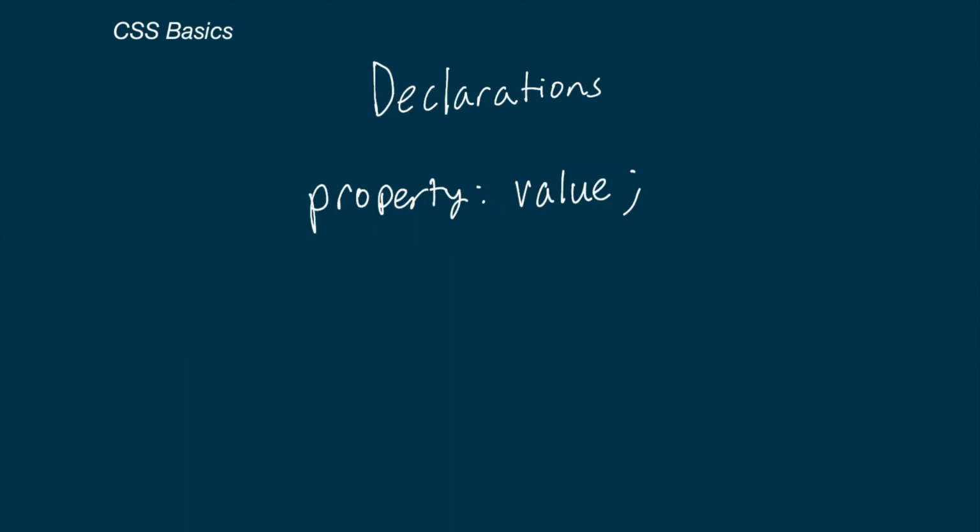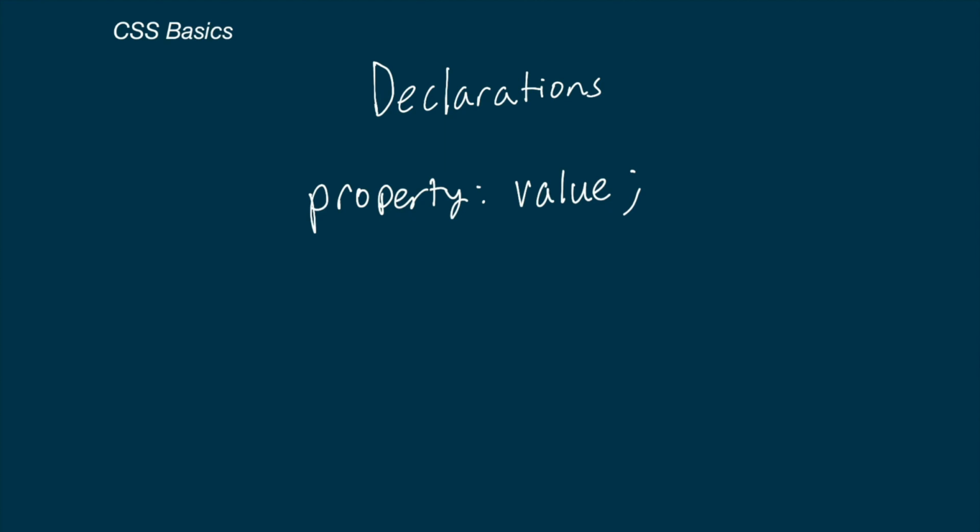CSS is simply a collection of declarations, which are just property value pairs describing the styles of our website. Occasionally, you will also hear declarations referred to as individual rules. The syntax of a declaration is extremely simple. First, we write the property name, followed by a colon, and then the value. Finally, lines end with semicolons.